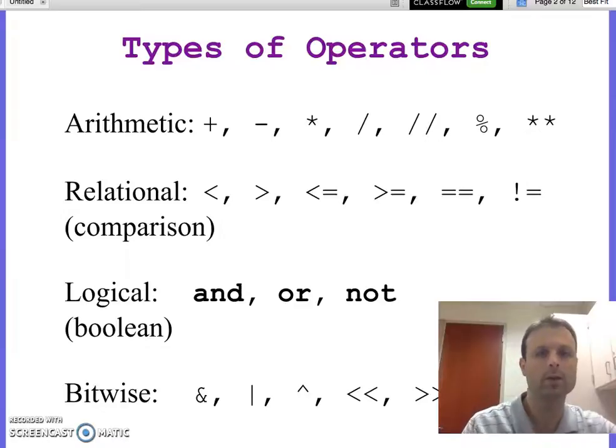Hi everyone. In this video we're going to look at the logical or Boolean operators and, or, and not. You can see that these operators are a little bit different because they are actually words instead of being represented by symbols like the arithmetic and relational operators were. If you recall from the last video, when we looked at relational or comparison operators, the results of those operators when we evaluated them were what we called Boolean values, or true or false values.